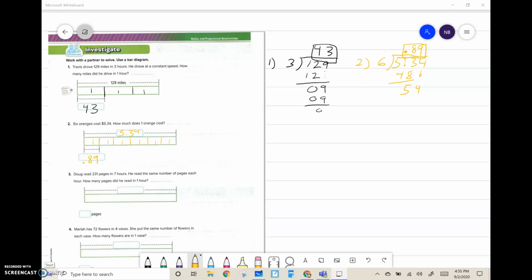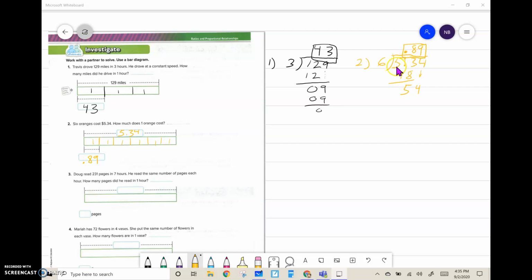Okay, now taking a look at number two, we're going to be repeating kind of the same thing we did with number one. If you notice, the whole bar is going to be $5.34. So you needed to break that bar into 6 blocks, each one representing an orange. Over here to the right, we did some longhand division again, taking 5.34, and I moved the decimal to the top because the decimal is going to be part of our answer. So you can kick that decimal out of there and push it up top.